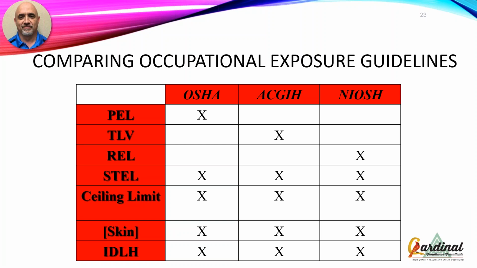Number one, OSHA has a permissible exposure limit. It's an 8-hour time-weighted average. But we have to understand what that means. My permissible exposure limit and my threshold limit values are both 8-hour time-weighted averages. The amount that a worker can be exposed to, 8 hours a day, 5 days a week, for 40 years.